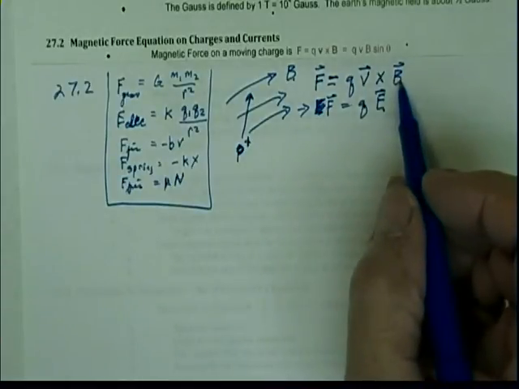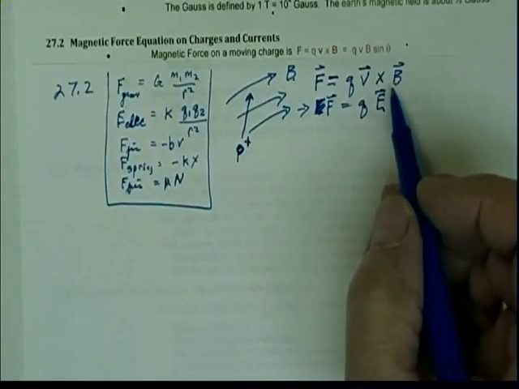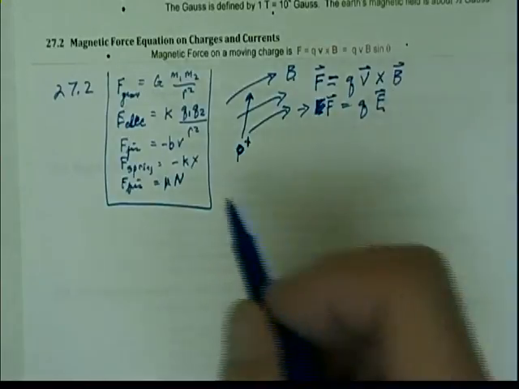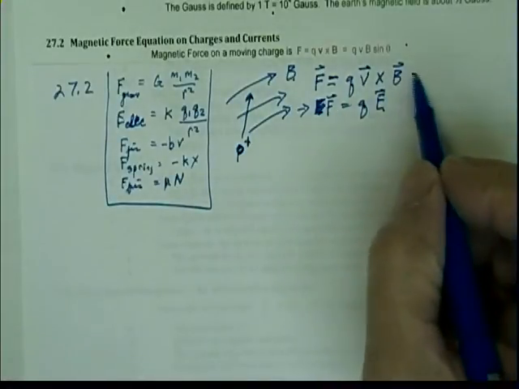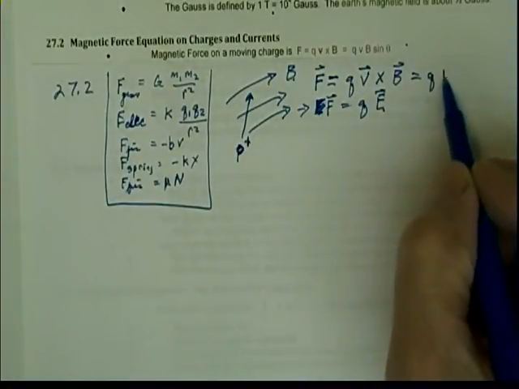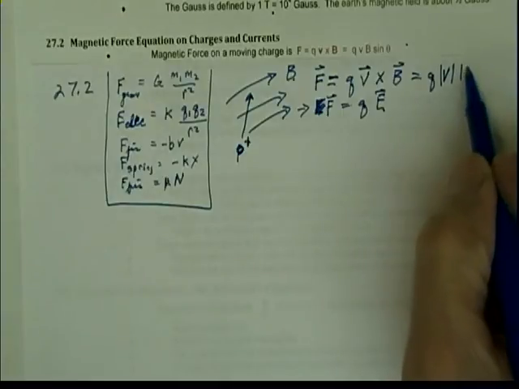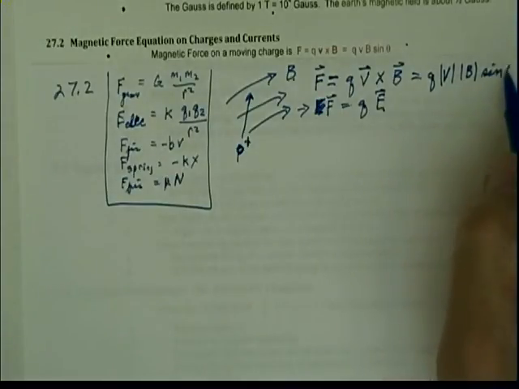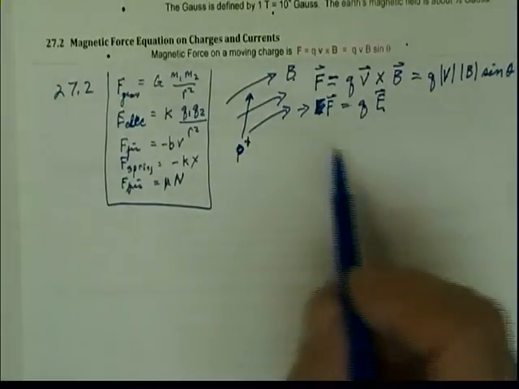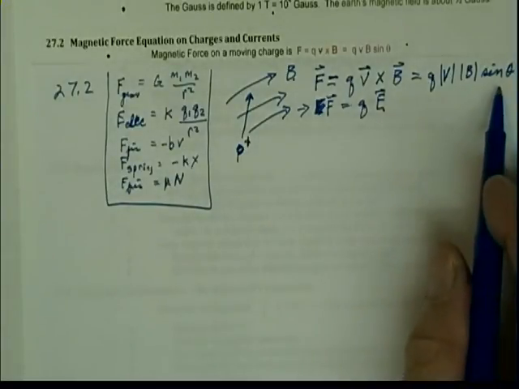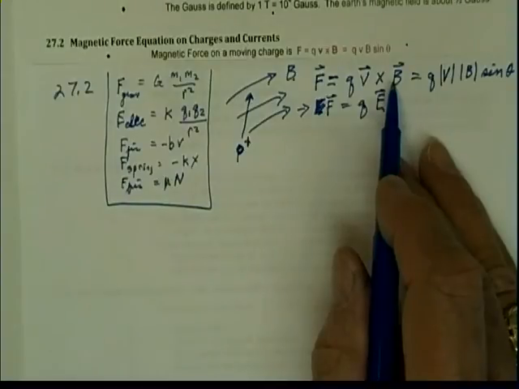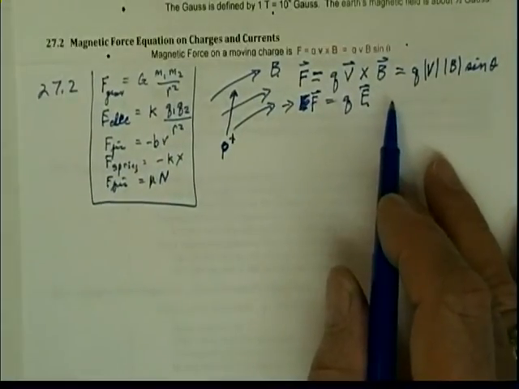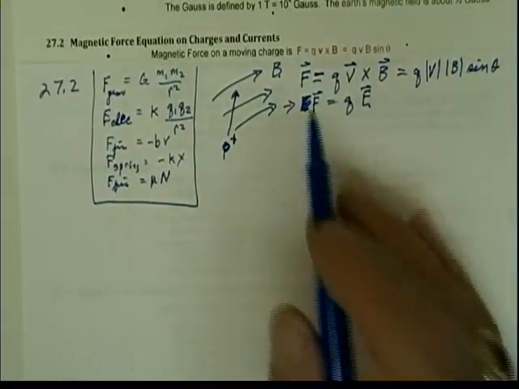This is obviously much more complicated, and we have to understand the cross product. I'm not going to give a complete review here of the cross product, but the cross product is Q, magnitude of V, magnitude of B, that's the length of the vector, times the sine of the angle between them. You recall that the dot product was the cosine of the angle. The cross product is the sine of the angle. Okay, well, how would we compute that here?